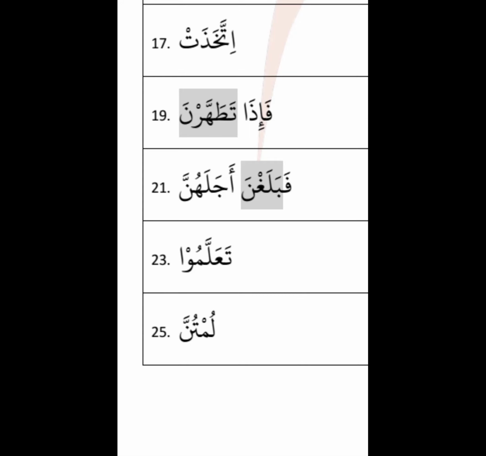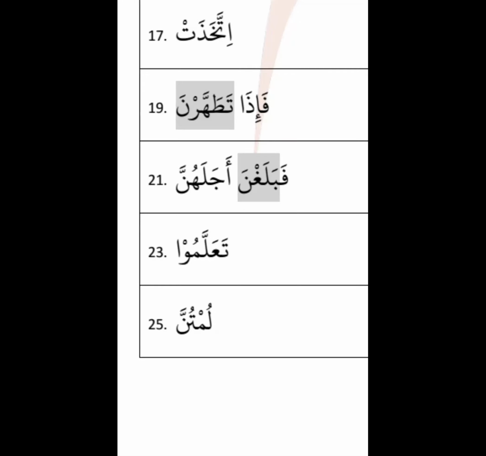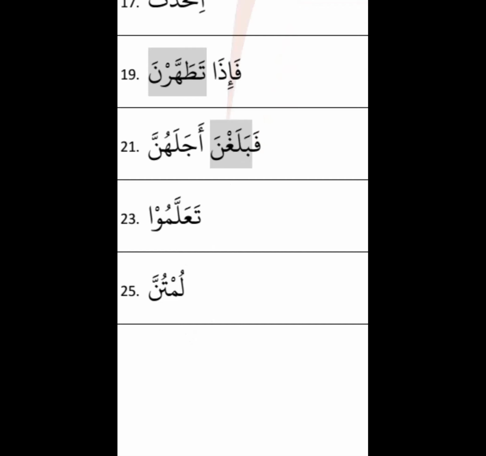And then the Hiya version, it is balagat, balagata, balagna. Then anti version: balagti, balagtuma, balagtunna. And ana is balagtu, nahnu balagna.